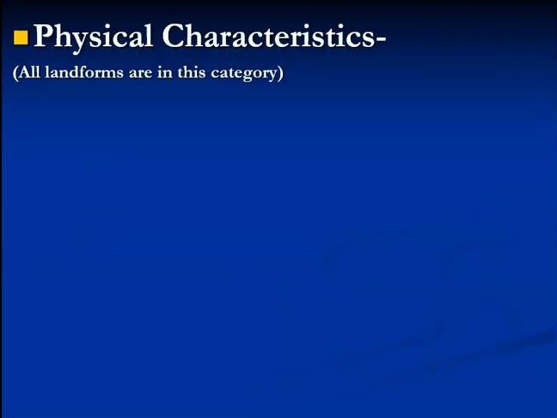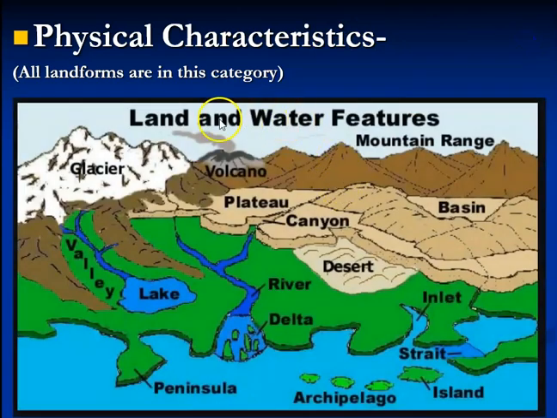Okay, let's start with physical characteristics. All landforms are in this category. I know we did landforms in Unit 1, but in Unit 2, we're going to take a look at how landforms impact the way people behave. So here's a little image for you to take a look at. A lot of these terms you learned about last unit, land and water features, except in this unit, we're going to, again, look at how these things impact people. And I'm going to show you a short video on physical characteristics.